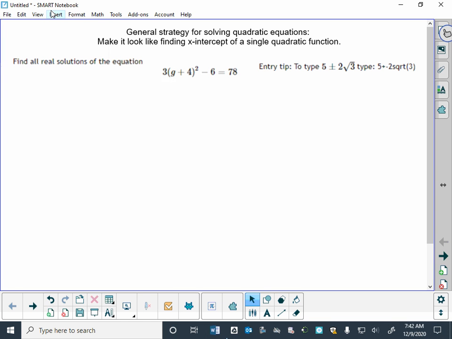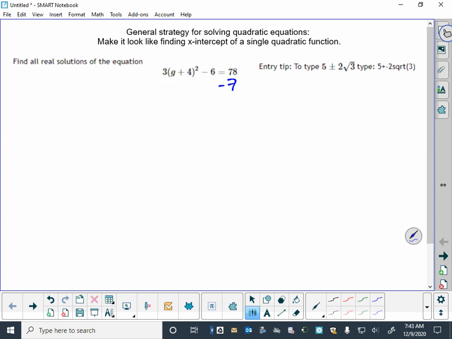All right, let's solve some quadratics here, looking at a variety of things. Our general strategy for these, as it says up here, is to try to make it look like I'm finding the x-intercepts or the zeros or the roots of a single quadratic, because I have the skills to do all of that. So this one, if I'm looking for zeros, the general process is I want it to look like a quadratic equals 0.